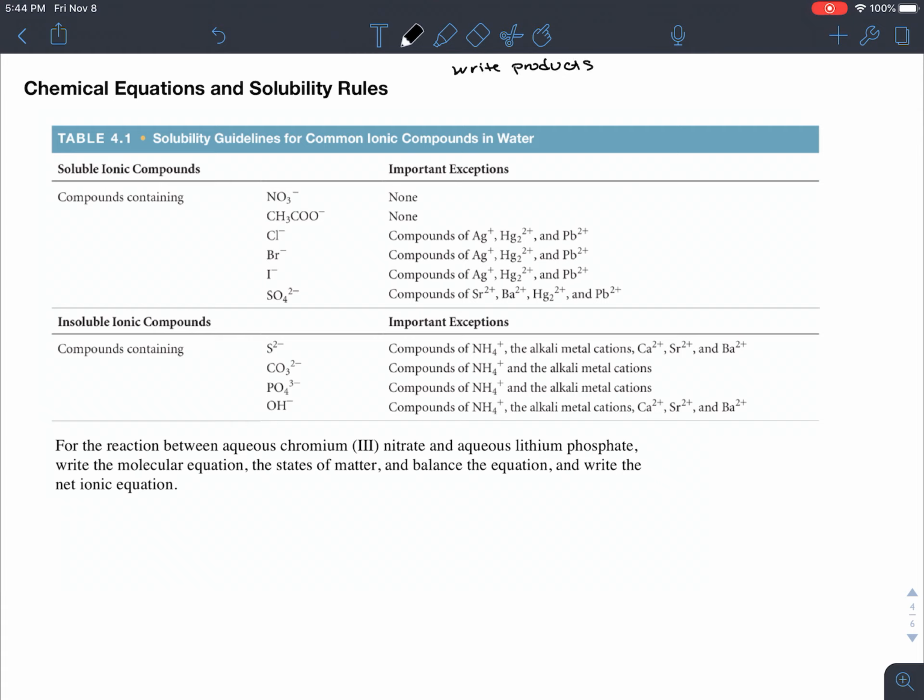Write the products, balance, write states of matter. So let's look at this problem as an example.